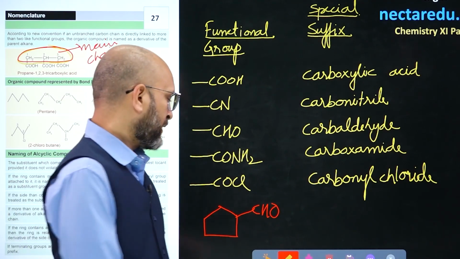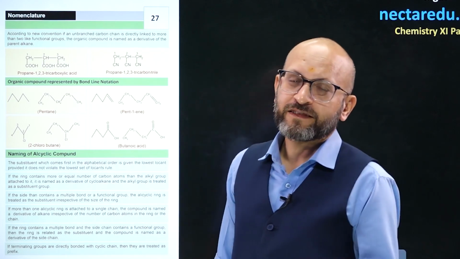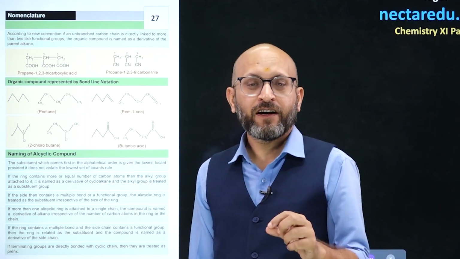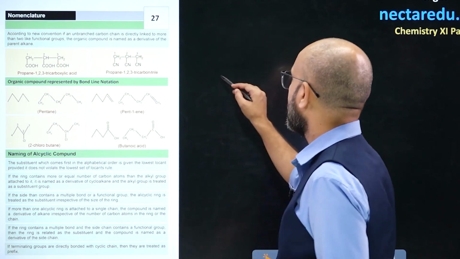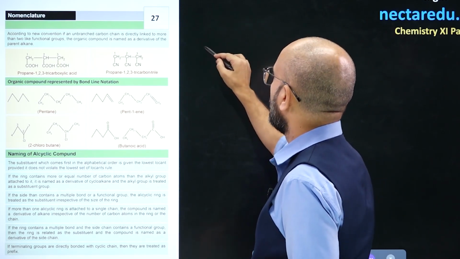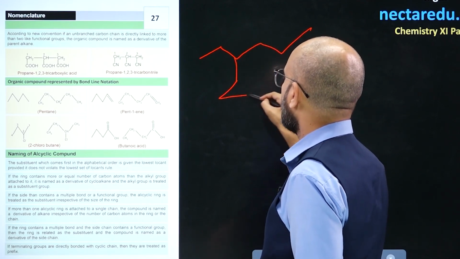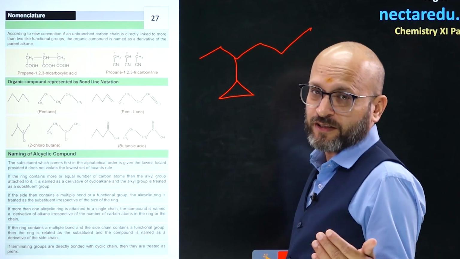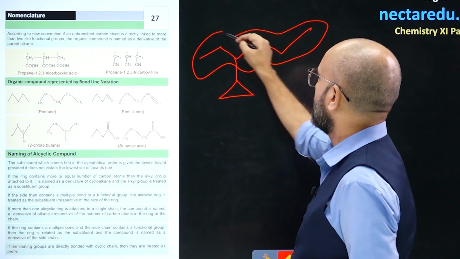Alright. Now, here we will also be discussing what happens if you have a ring and an open chain. If we have a ring as well as an open chain, what do you have to see? Which one has more carbons, or which one has something special? For example, here the main chain will be the open chain. This is the main chain.